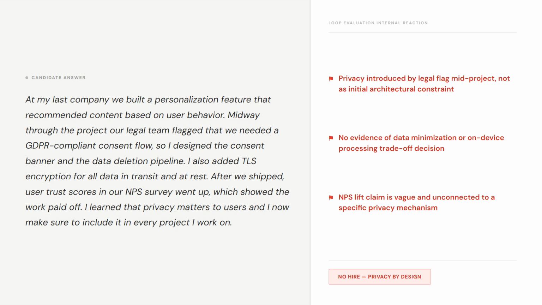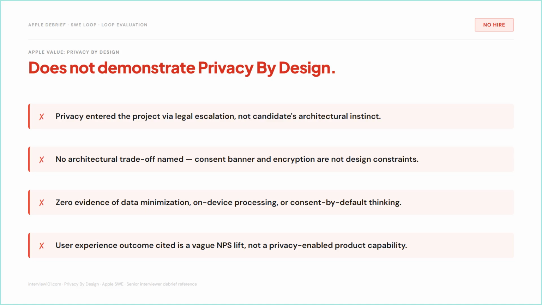Here is what I am writing in the debrief right now. Item 1. Privacy entered the project via legal escalation, not candidate's architectural instinct. Item 2. No architectural trade-off named. Consent banner and encryption are not design constraints.